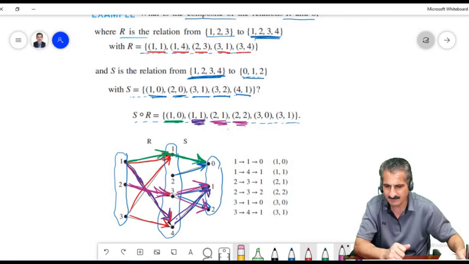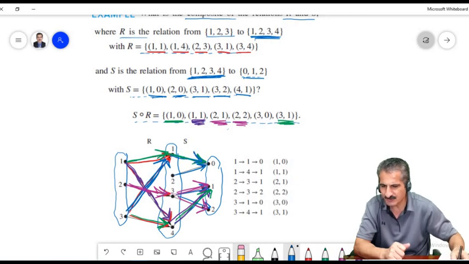Again. 3 goes to 4. And 4 goes to 1. So 3 goes to 1. Here we go. One more. 3 goes to 1. Here we go. 3 goes to 1. And 1 goes to 0. So we get 3 goes to 0.